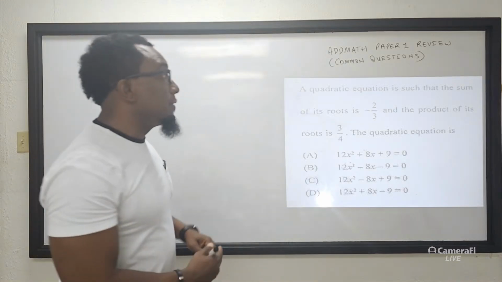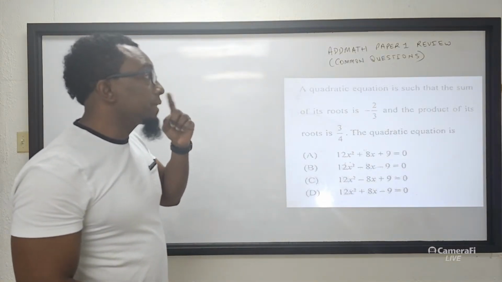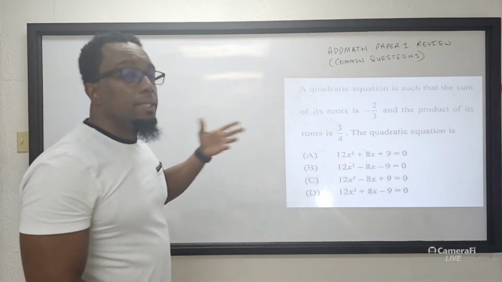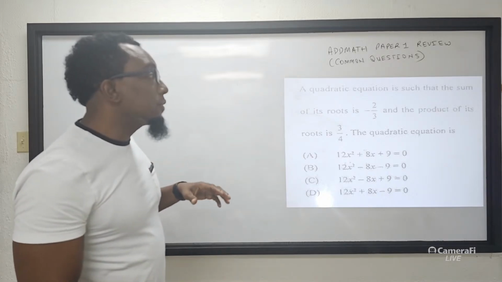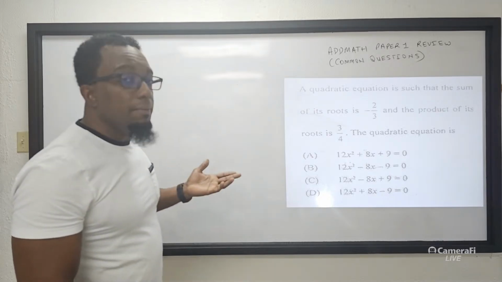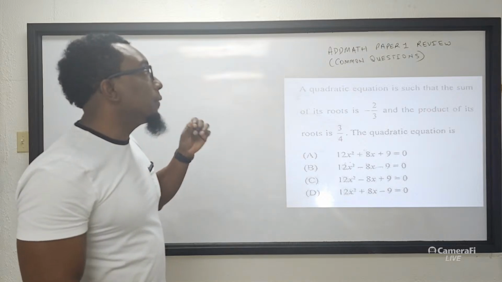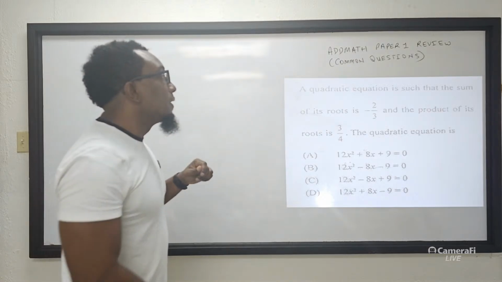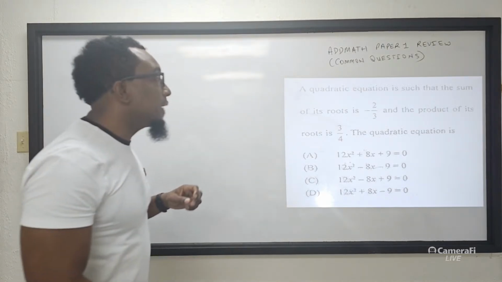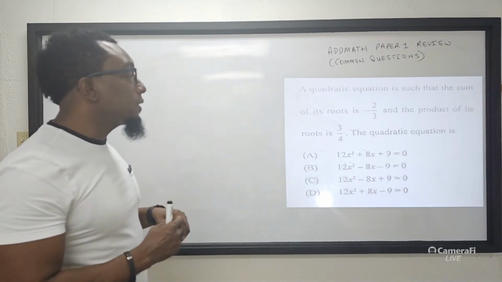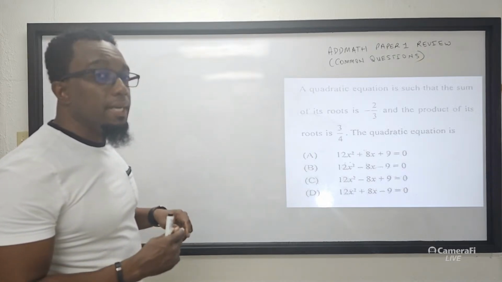Again, question involving roots involving alpha and beta, but creating the quadratic equation based on the roots alpha and beta, right? So it says here the quadratic equation is such that the sum of its roots is negative 2/3 and the product of its roots is 3/4. What is the quadratic equation?